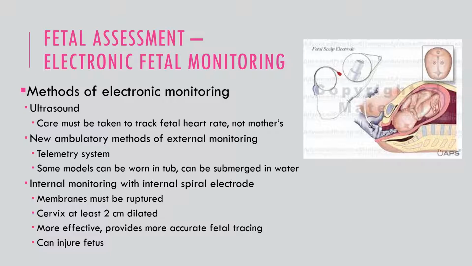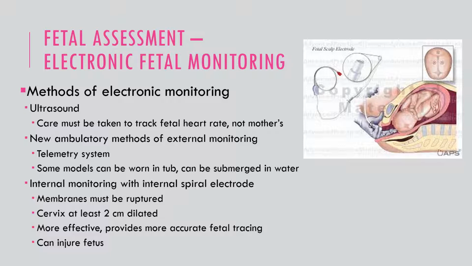To be able to place one of those, the membranes have to be ruptured. The cervix has to be at least 2 centimeters dilated, and you have to be able to place it on a bony part of the fetal skull. We don't place it on the sacrum, so not on a breech baby. The baby has to be head down. And we place it on a bony prominence. The key thing is to make sure that it's not screwed into a fontanelle, so you have to make sure you're on a bony prominence.